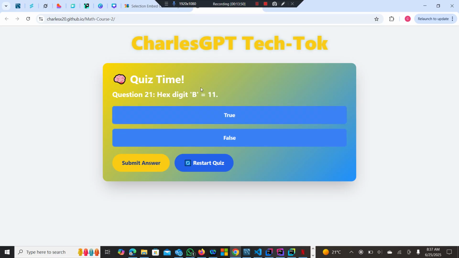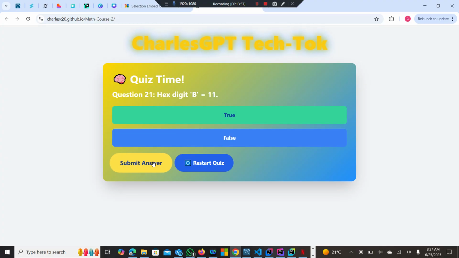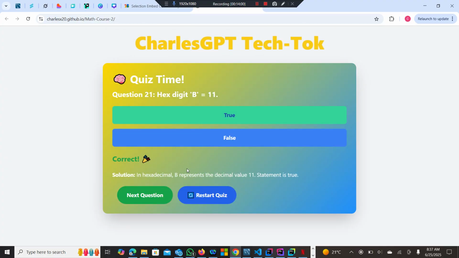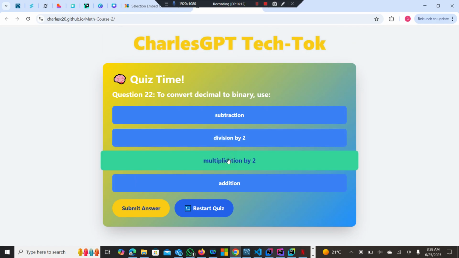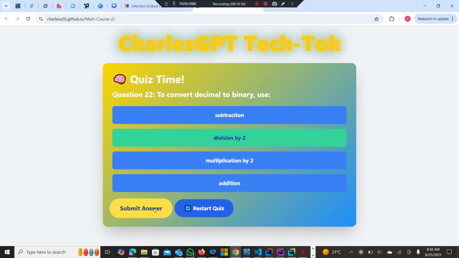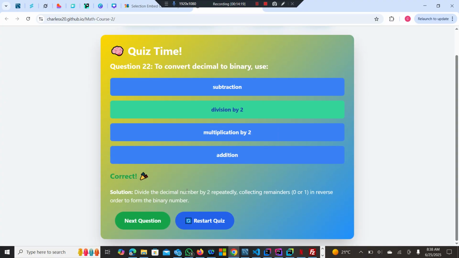Hex digit B equals 11. Yeah, because A is 10, B is 11, C is 12, and so on. So the answer is true for this. Submit your answer. Okay, so the next question is to convert a decimal to binary, use, I think, multiplication by 2 or something. Oh no, division by 2. Correct. Okay, divide the decimal number by 2 repeatedly, collecting remainders in reverse order to form the binary number.